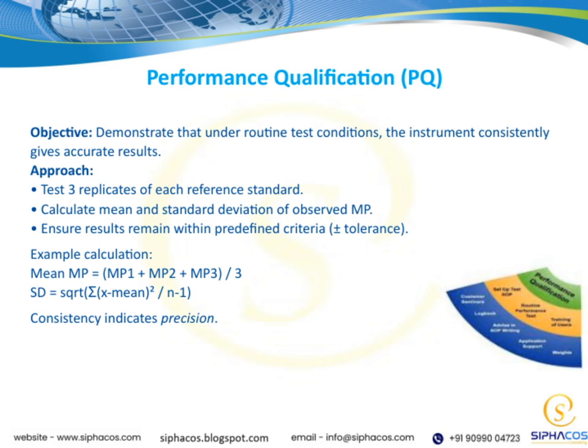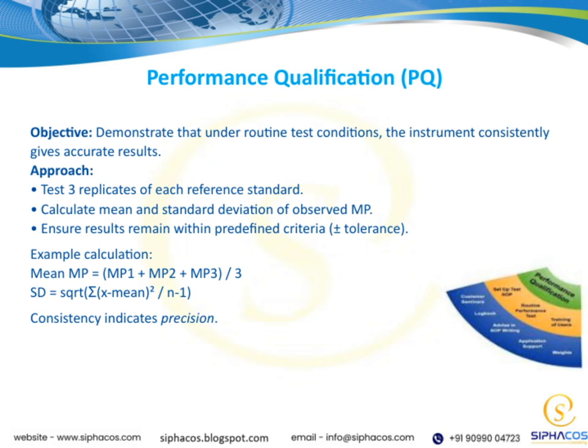We then calculate the mean, or average, of these observed measurements, which helps us understand the typical result we can expect. Alongside this, we determine the standard deviation, which tells us how much the individual measurements vary around that mean. The key point is to ensure these results stay within predefined criteria, usually expressed as a plus or minus tolerance. Staying within these limits indicates that our instrument is performing reliably and consistently.